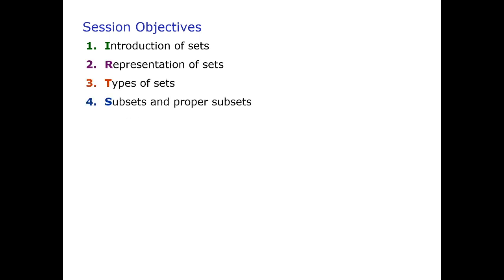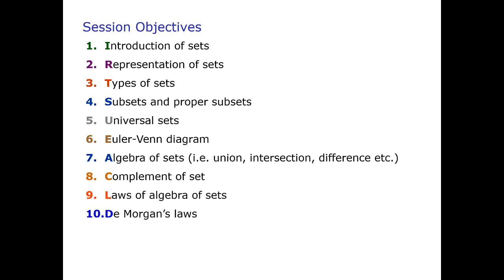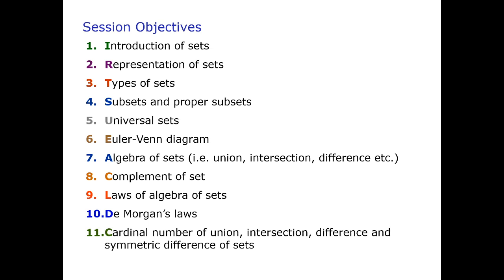We are going to introduce the sets, their representation, types of sets, subsets and proper subsets, universal sets, and then the Euler-Venn diagram, algebra of sets, that is union, intersection, difference, complement of a set, laws of algebra of sets, De Morgan's law, then cardinal number of union, intersection, difference, and symmetric difference of sets.